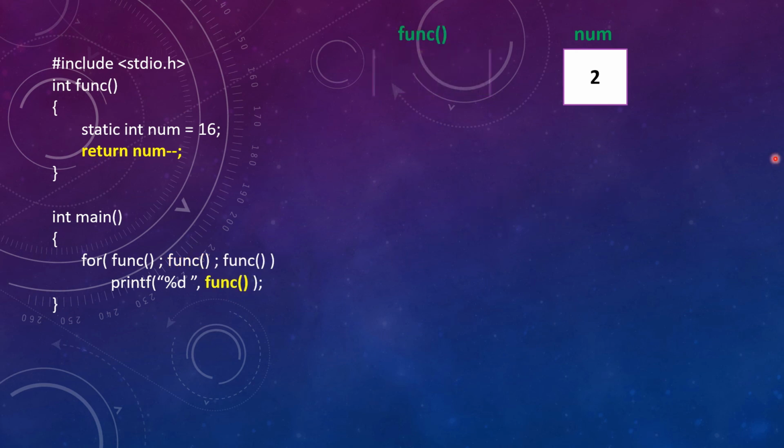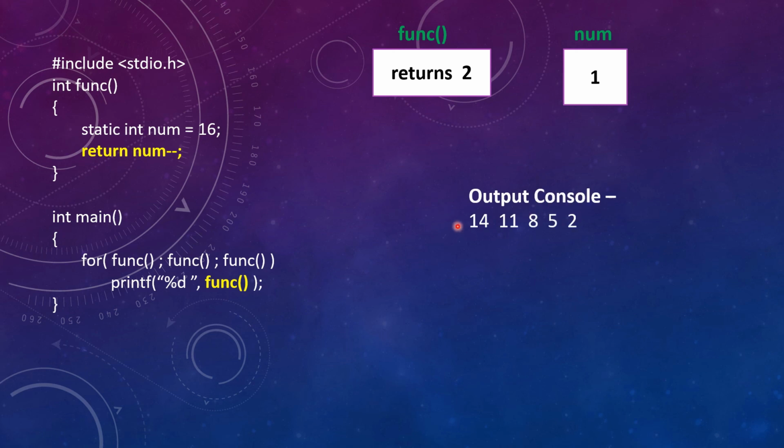So again the function will be called, and now we will return 2, and now its value will be decremented by 1, so it became 1 now. Okay, now 2 is returned, so 2 will be printed on the output console. So now our output console will have 14, 11, 8, 5 and 2. Okay, now do this very carefully. See, now again we will move back to the increment decrement part, because still we are in the for loop itself. Okay, so again we move to the increment decrement section.